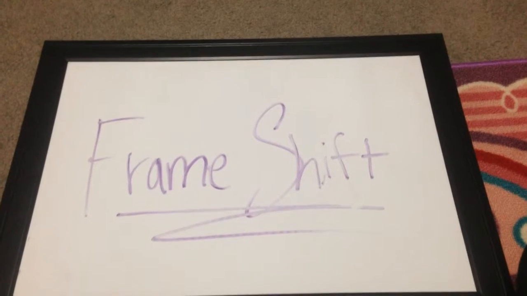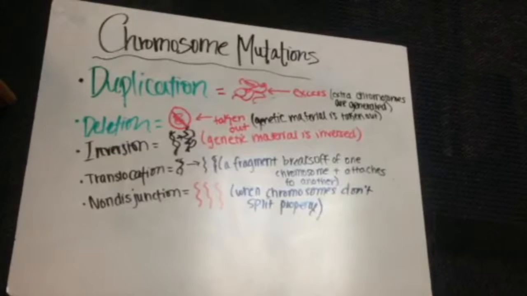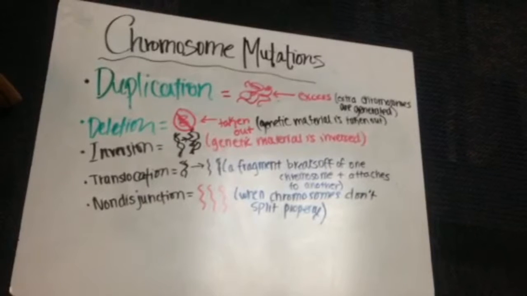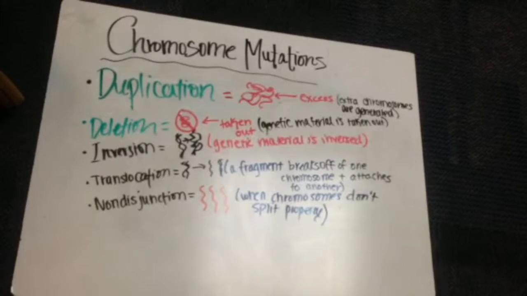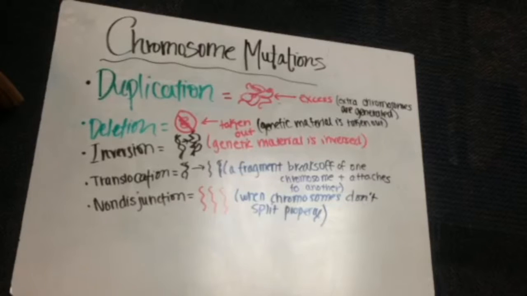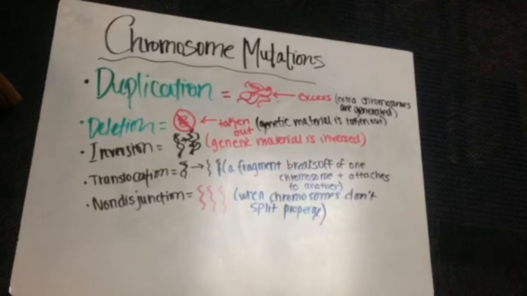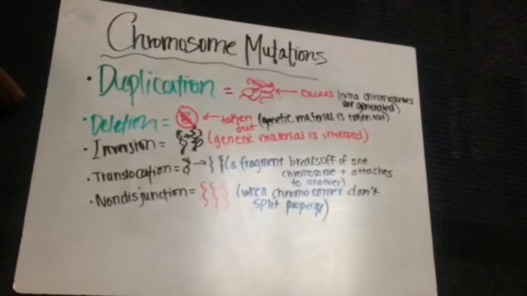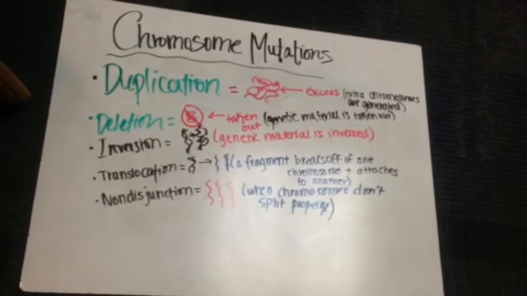There is also a kind of mutation called a chromosome mutation. A chromosome is made up of DNA and protein. There are different kinds of chromosome mutations, including duplication, when an extra chromosome is generated; deletion, when genetic material from a chromosome breaks off; inversion, when a chromosome segment gets inverted; and translocation, when a fragment breaks off from one chromosome and attaches to another. In meiosis, sometimes the chromosomes don't split properly. This is called nondisjunction. This results in one daughter cell having too many or too few chromosomes.